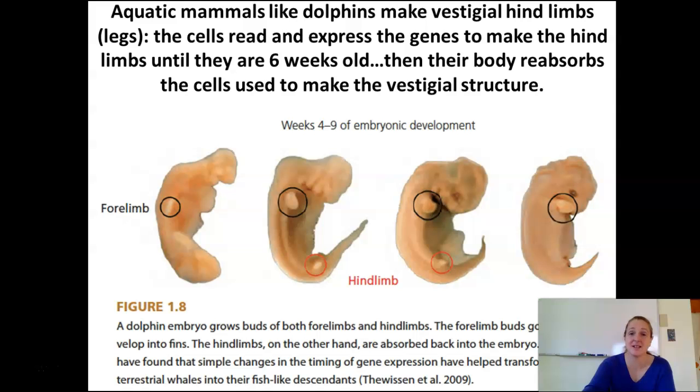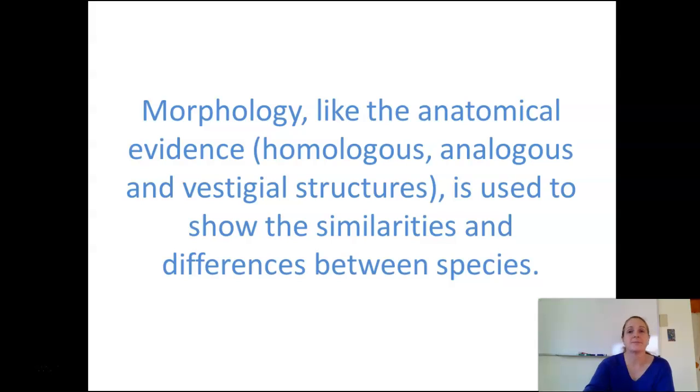Another interesting example comes with our aquatic mammals, where up until a certain point in the embryonic development, they're making a hind limb. They're reading and expressing those genes circled to make that hind limb circled here in red, and after about 9 weeks of development, those genes do turn off, and the body will reabsorb those cells and reabsorb the structure back into the body. So they're still making that hind limb reminiscent of life on land. So morphology, like homologous and analogous and vestigial structures, are used to show the similarity and differences between species.